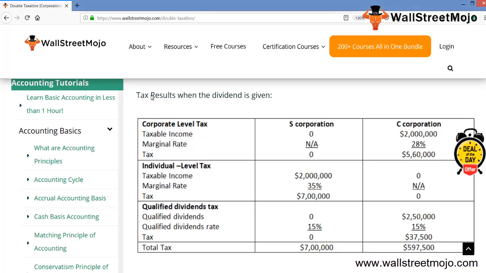At the individual level, it's going to be the S Corp that gets charged. So 2 million into 35%, which is the marginal rate for the S Corp, and the tax is going to be 7 lakh. But over here it's going to be zero, and the qualified dividend tax of 15% is zero in this case, but again 15% will be charged to the C Corp.